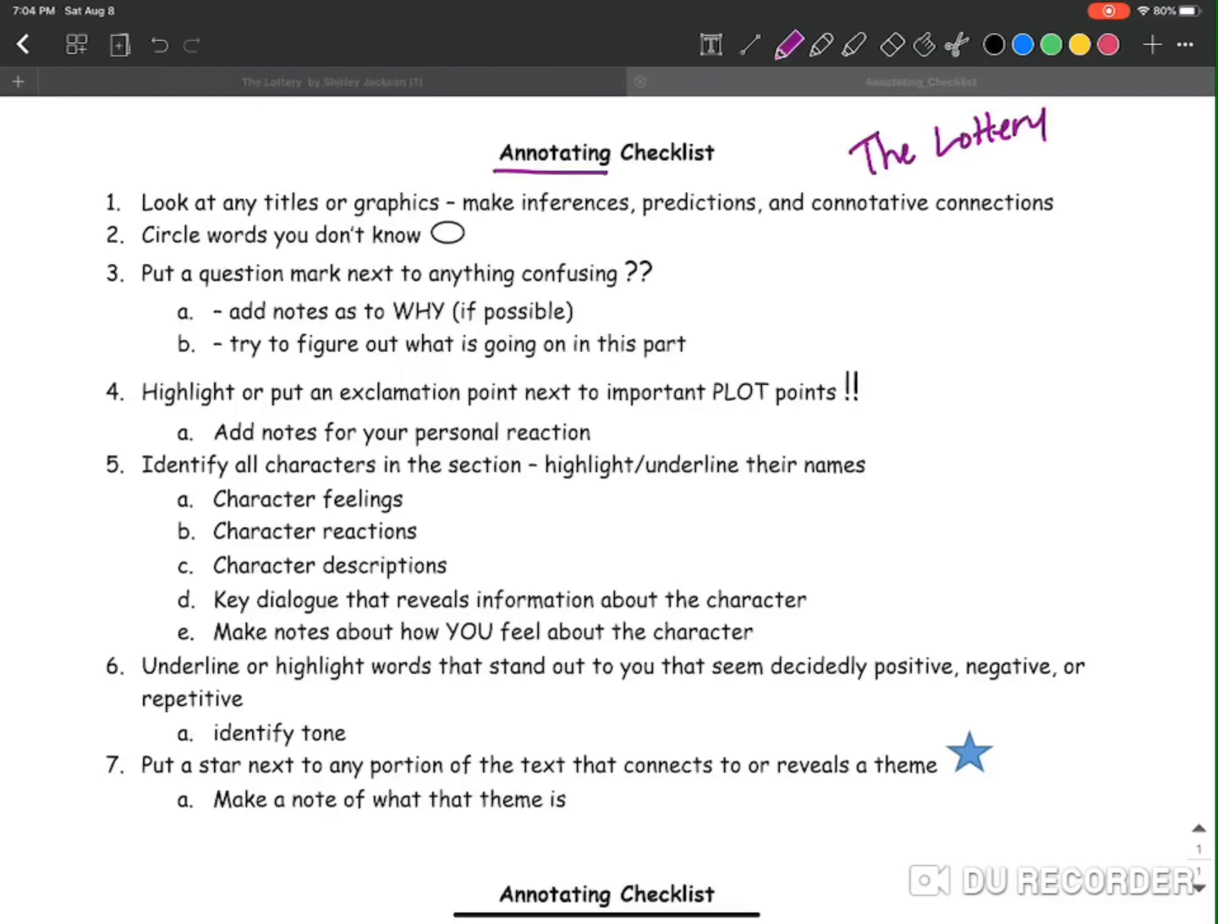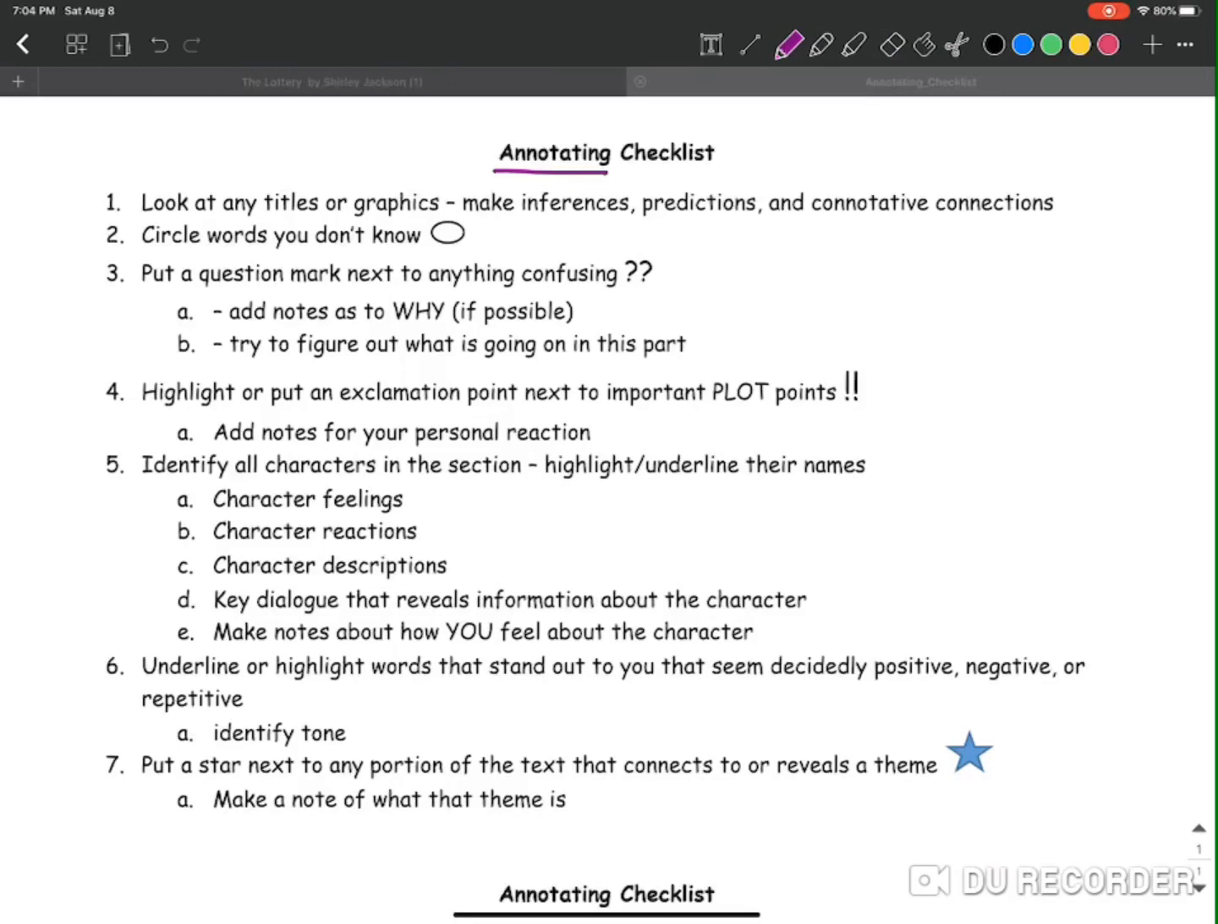If you can't print it at home, I highly suggest that you go to the public library and print it there, and they should be able to get it done for you. If you have no way to do that, then please contact me and let me know. All right, that being said, let's get right down to how to annotate.